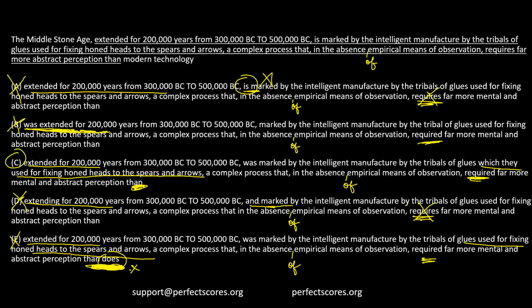Now let's read it once again. So the Middle Stone Age, let's just remove these extra parts here. Let's shorten the sentence. Let me just remove all the extra stuff that is here. Okay. So the Middle Stone Age was marked by the intelligent manufacture by the tribals of glues, which they used for fixing heads, a complex process that required far more perception than modern technology. So do you think there's something wrong in C?